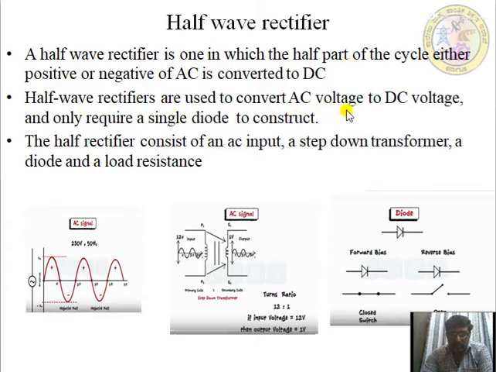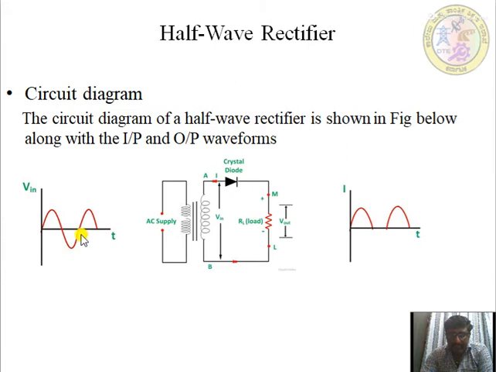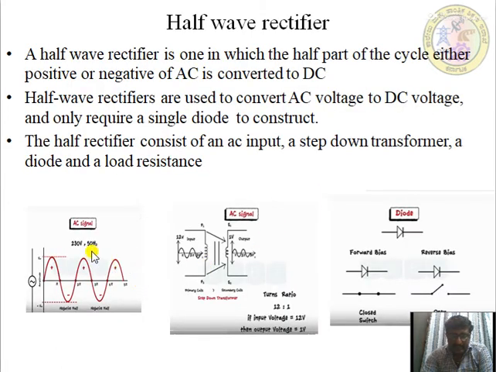Next, the half wave rectifier is used to convert AC voltage to DC voltage and requires only a single diode to construct. It consists of an AC input, a step down transformer, a diode and a load resistance: a transformer, one diode and one load resistor. This is an AC signal whose magnitude varies with time, connected through the load resistor. A diode, when forward biased, acts as a closed switch, and when reverse biased, it acts as an open switch.